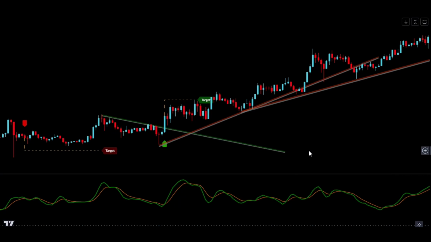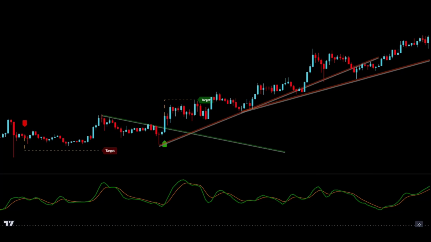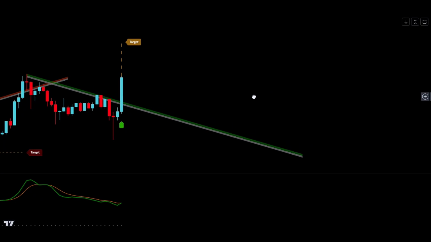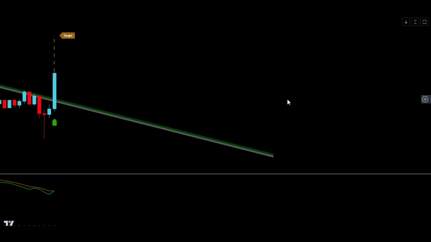The volume flow indicator consists of three components: the volume flow band, the EMA of volume flow, and the middle band, which acts as a baseline. The reason this indicator is so powerful is that it shows buyers and sellers' dominance and can be used for finding divergences.